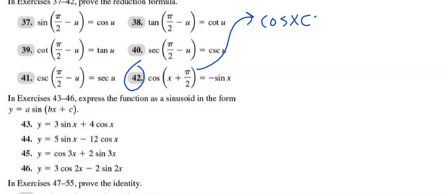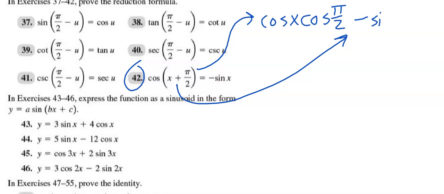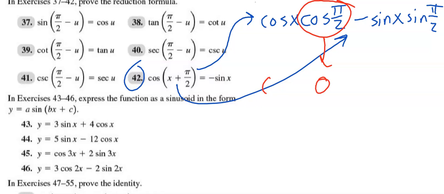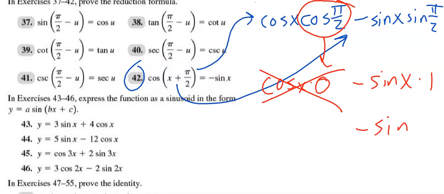Cosine x, cosine pi over 2. What goes in between? Negative sine x, sine pi over 2. What did you replace cosine pi over 2 with? 0. You need to be able to show me this kind of work. You need to be able to show me that you're left with only negative sine x. We'll start section 5.4 tomorrow.